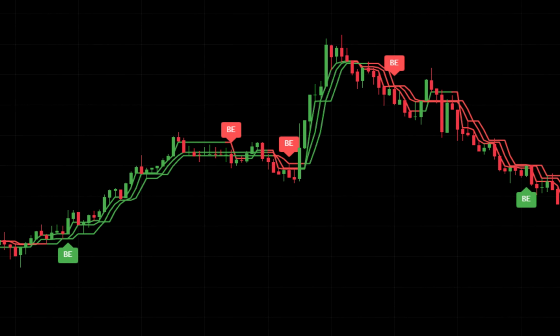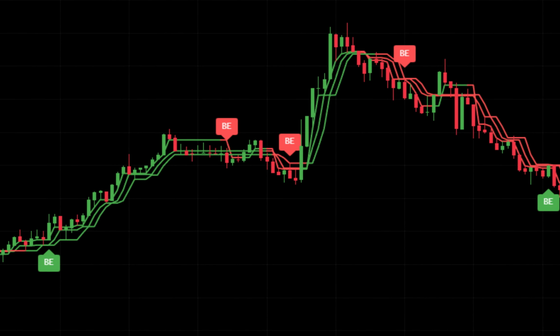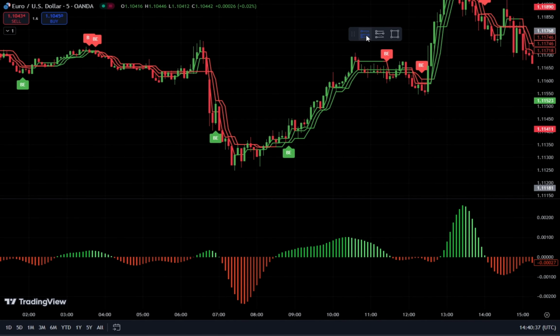We'll be using price action patterns like the bullish and bearish engulfing candles to trigger our entries. Here's how to use them. When a bullish engulfing pattern appears, it signals a potential buy entry.